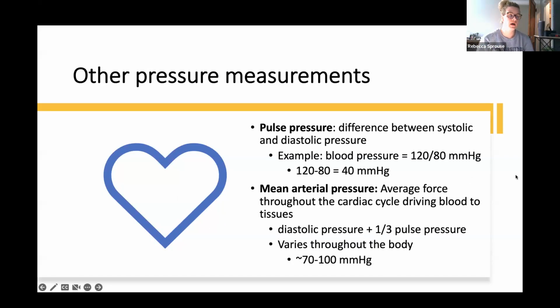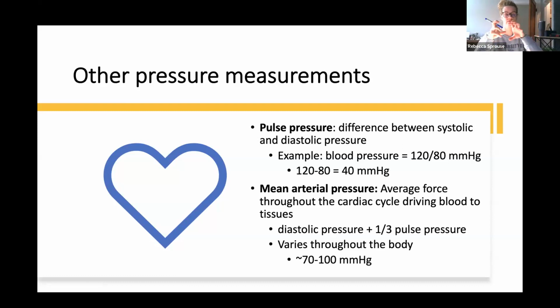A couple other pressure measurements I want you to be aware of are pulse pressure and MAP, or mean arterial pressure. Pulse pressure is basically, if you take your pulse, that is the pressure, if we were to measure that pressure of that expansion and recoil, that is what we would be measuring.